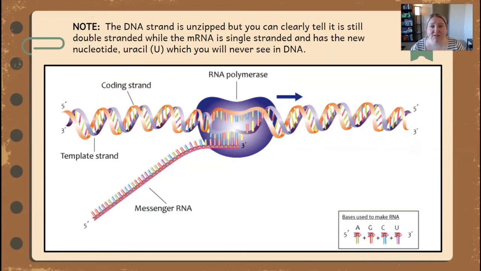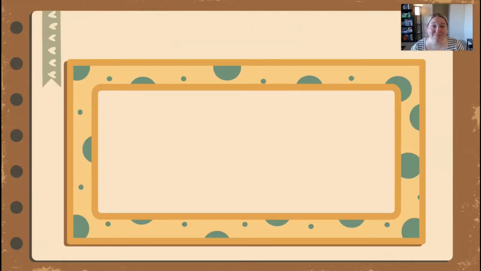One last thing I want us to take note of is that sometimes you're going to have to identify what's DNA and what's RNA. Again, if it's double-stranded, it's DNA. If it has thymine, it's DNA. If it's single-stranded, it's RNA. And if it has a U or uracil, it's going to be RNA.